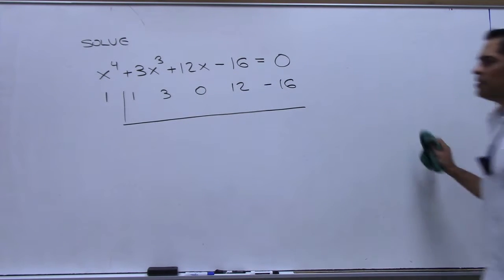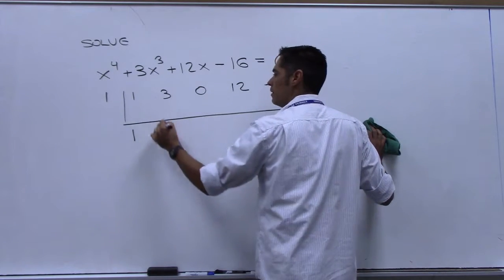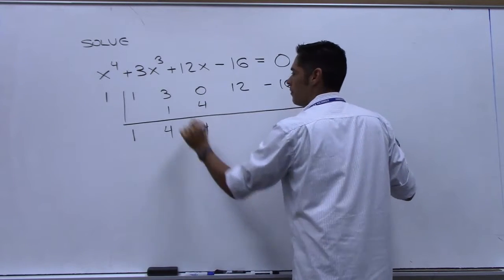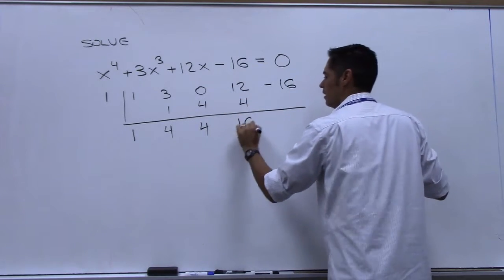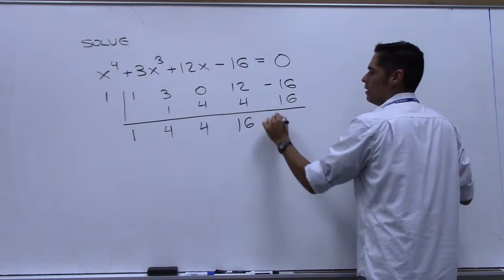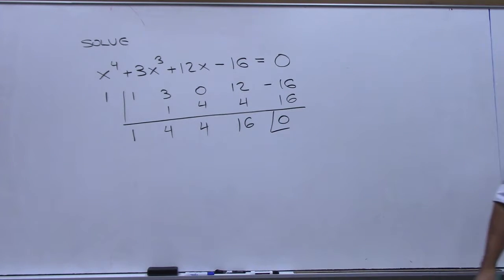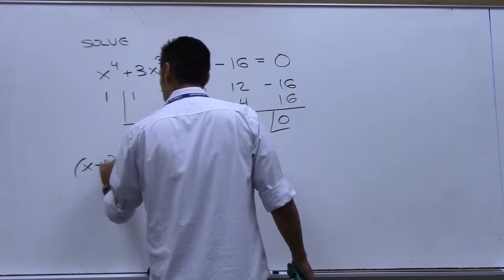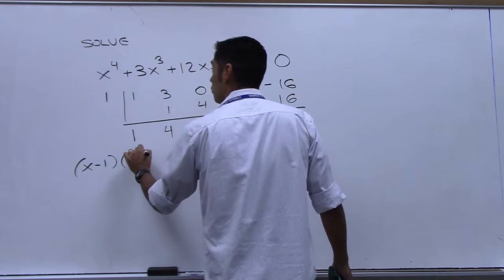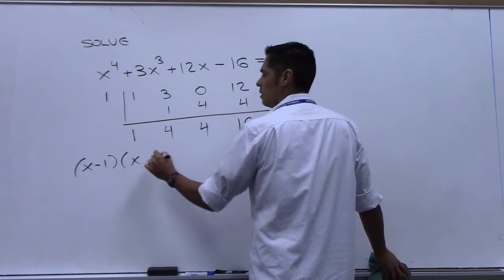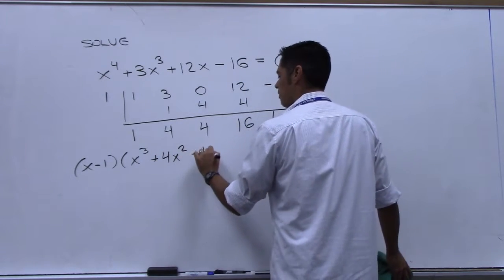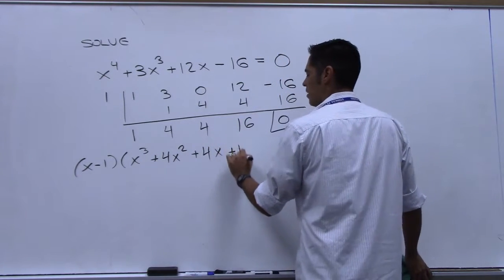All right, so when you do this, you get 1, 4, 0 here, right? 0. And then you're left with x minus 1. And then here, x squared or cubed? x cubed plus 4x squared plus 4x plus 16.